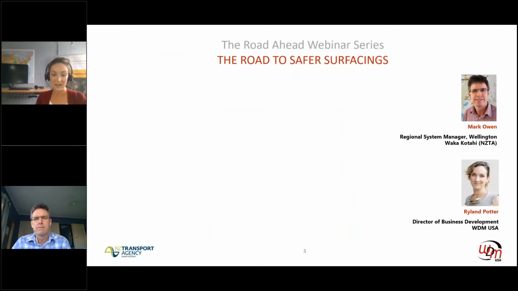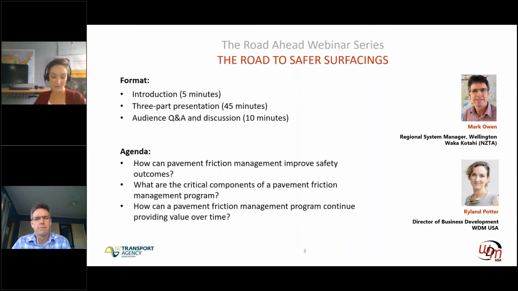So to start today, we'll be focusing on three areas. How can pavement friction management help align design, maintenance, materials, and safety in decision-making to improve safety outcomes? What are the critical components of a pavement friction management program? And how can a pavement friction management program change over time, given different circumstances or scenarios, to continue providing value to transportation authorities?